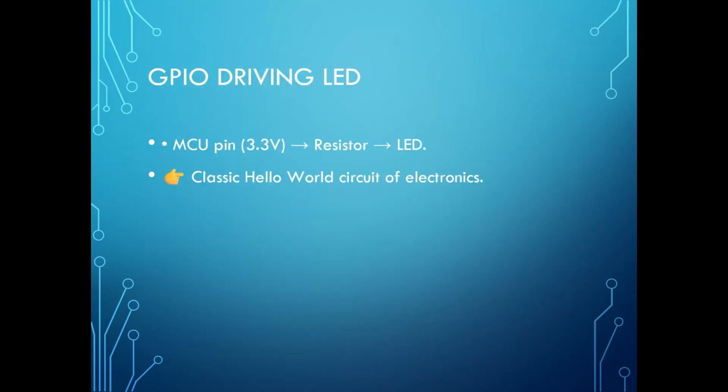GPIO is the hello world of electronics. The MCU pin is 3.3 volts, the resistor is 330 ohm, and the LED is connected. What is MCU here? MCU is the microcontroller unit. It outputs voltage, the resistor limits current, and the LED glows safely.